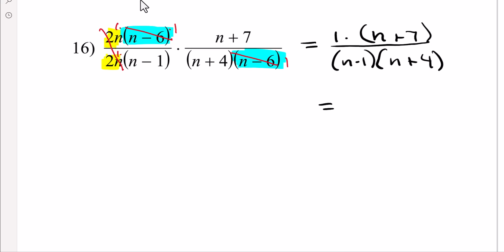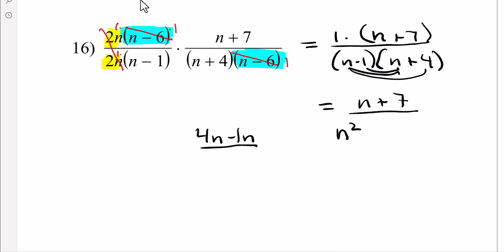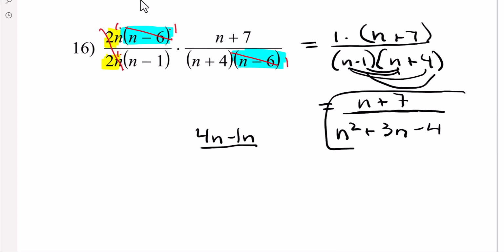Well, 1 times n plus 7 is just n plus 7. And then n times n is n squared. N times 4 is 4n. Negative 1 times n is negative 1n. When you add those two together, you get positive 3n. And then negative 1 times positive 4 is negative 4. So this is the simplified answer.